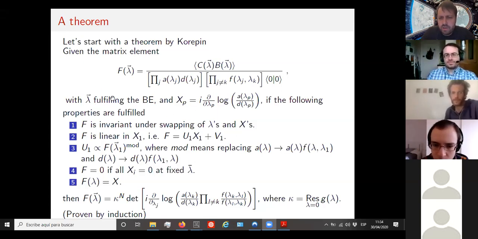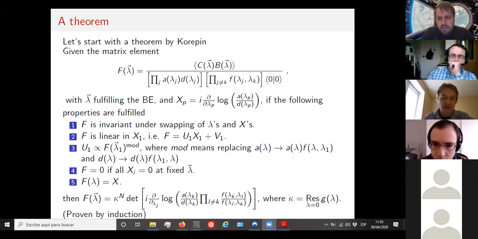A and D, there is one A and one D for the whole set of magnons, and you want to change only one X, only one lambda. Yes. So then, if you change A and D, all X's will change. I don't see how that's defined.